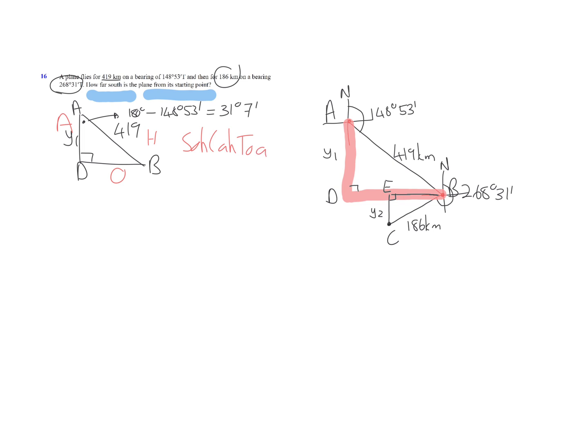Next step, I have h, so let's tick every h. I want adjacent, so let's tick every adjacent. So it's clear that I need to use cosine. So I go cos of 31 degrees 7 minutes is equal to adjacent, y1, over hypotenuse 419. So to backtrack, I backtrack the division through multiplication. So y1 will be 419 times cos 31 degrees 7 minutes. I'll work it out later.